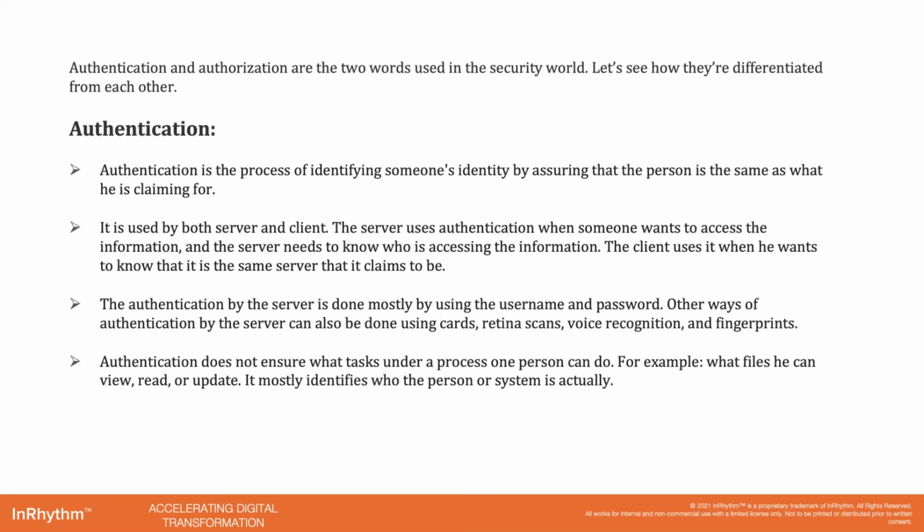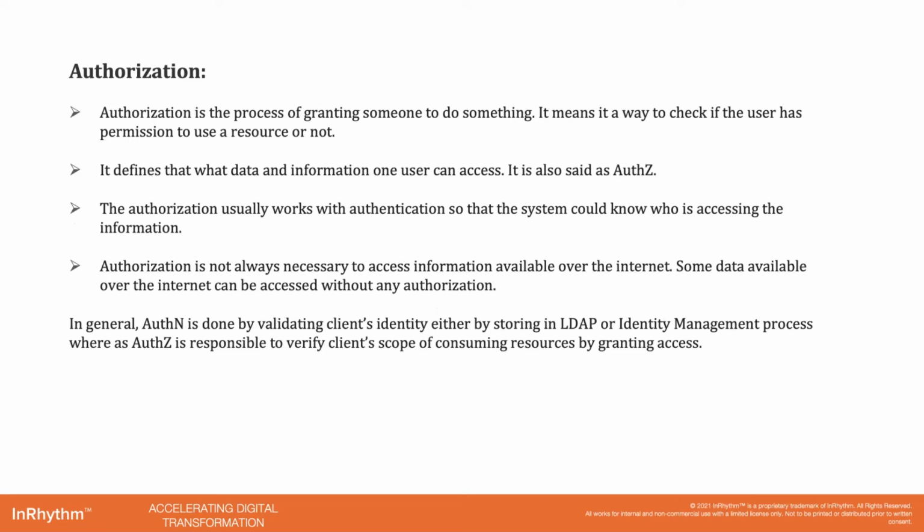So then how is it different from authorization? Well, let's take a look at that. Authorization is the process of granting someone permission to do something. It means it's a way to check if the user has permission to use a resource or not. It defines what data and information one user can access. It can also be pronounced as auth, aka authorization. So authorization usually works with authentication so that the system can know who is accessing the information.